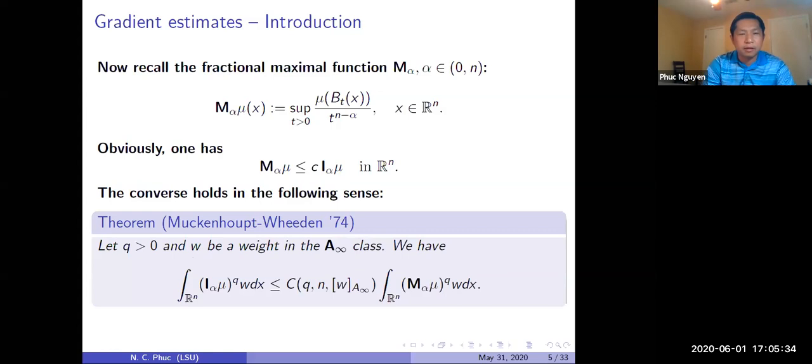They show that for any q bigger than 0, and for any weight in the A infinity class, the LQ norm of I alpha of the measure mu, for any measure mu, with respect to this weight W, is controlled by the LQ norm of the fractional maximal function of mu with respect to this weight. The constant here depends on the A infinity constant of the weight, and nothing else. I mean, some constants depend on q and n as well, but the q here could be as small as you want.